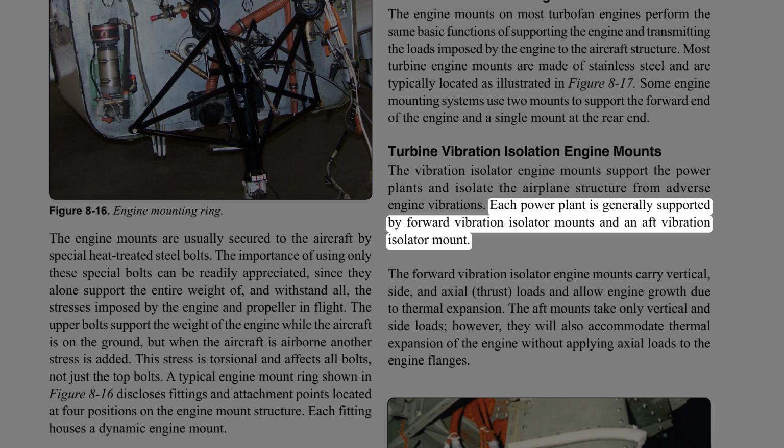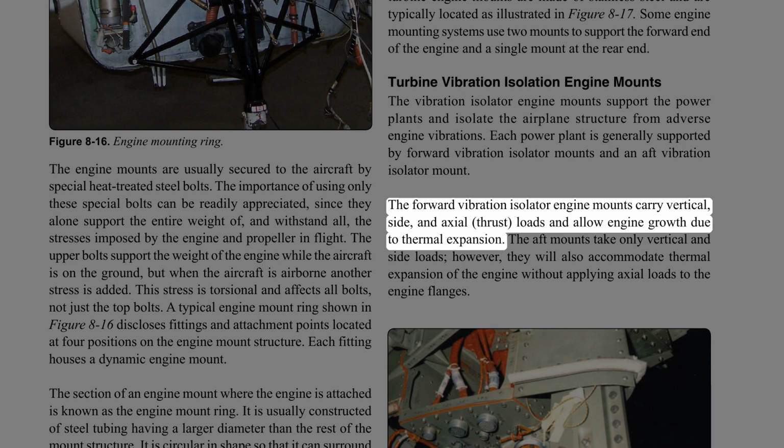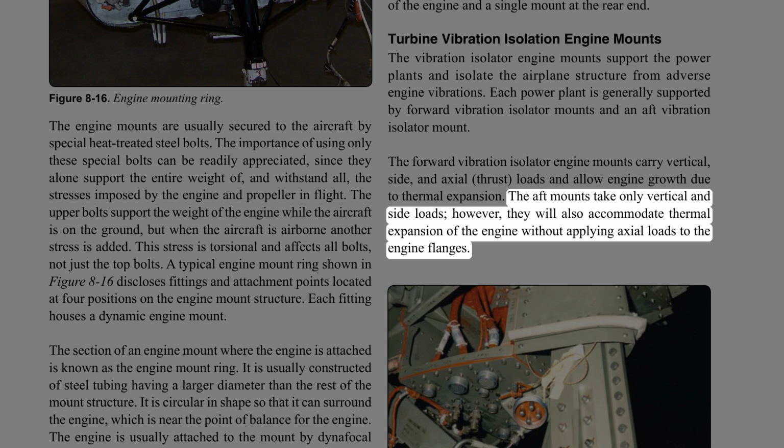Each power plant is generally supported by forward vibration isolator mounts and an aft vibration isolator mount. The forward vibration isolator engine mounts carry vertical, side, and axial thrust loads and allow engine growth due to thermal expansion. The aft mounts take only vertical and side loads, however, they will also accommodate thermal expansion of the engine without applying axial loads to the engine flanges.